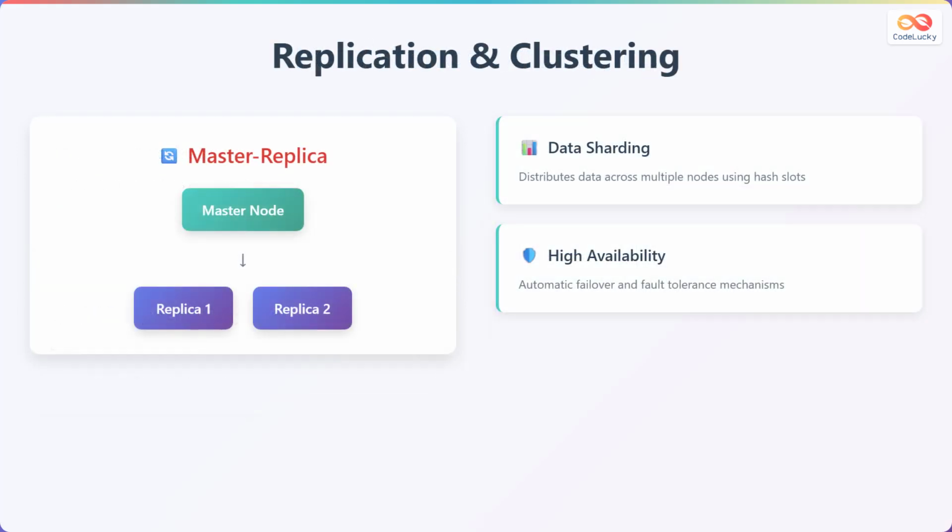Redis supports replication and clustering for improved reliability and scalability. In a master replica setup, data is replicated from a master node to multiple replica nodes. For clustering, Redis uses data sharding, distributing data across multiple nodes using hash slots. This setup provides high availability through automatic failover and fault tolerance mechanisms.